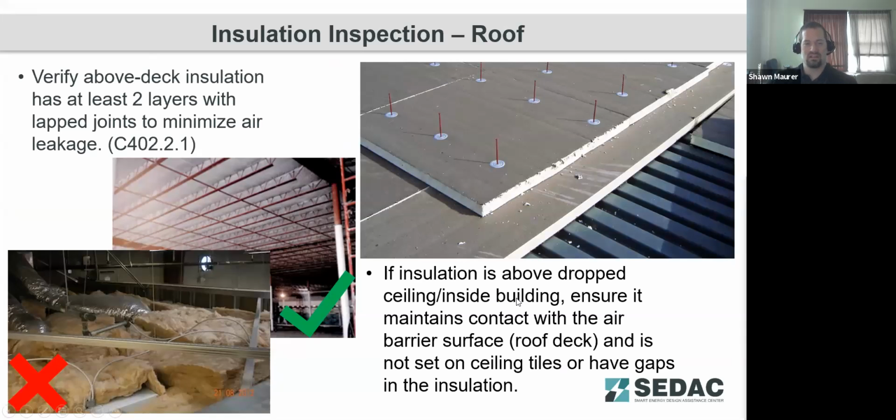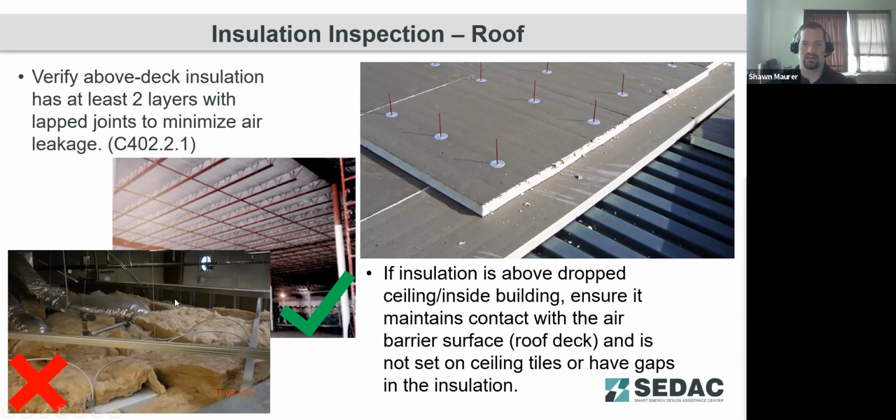Insulation inspections, focusing in here on the roof. For entirely above deck roof insulation, it does need to have a minimum of 2 layers, and those layers must have their seams overlapped so that you don't have any seams aligned with each other. This helps minimize air penetration and moisture penetration through those materials, which will degrade the roof down the road. And you can see an example of that on the top right corner there.